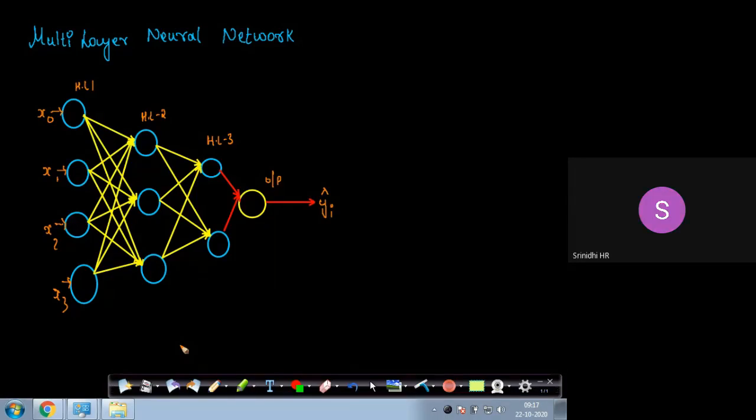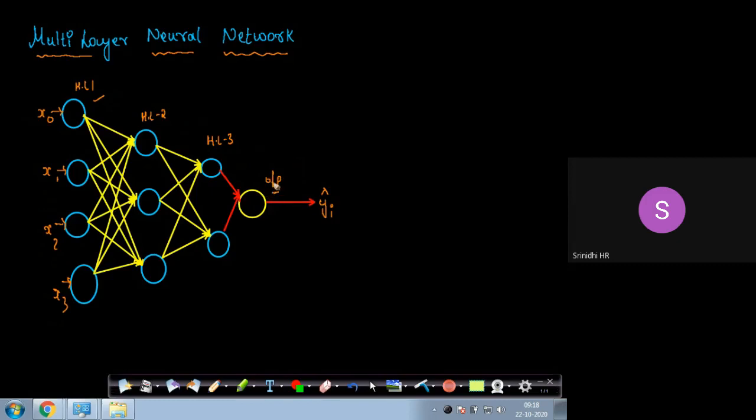So guys, today in this class we'll be discussing another concept called multi-layer neural network. How do we define multi-layer neural networks? Layer by layer, there are n number of layers within a neural network; we call it a multi-layer neural network. For example, in this neural network, I have input layers x0, x1, x2 and x3. There are three hidden layers: this is my hidden layer 1, this is my hidden layer 2, this is my hidden layer 3, and this is my output layer.